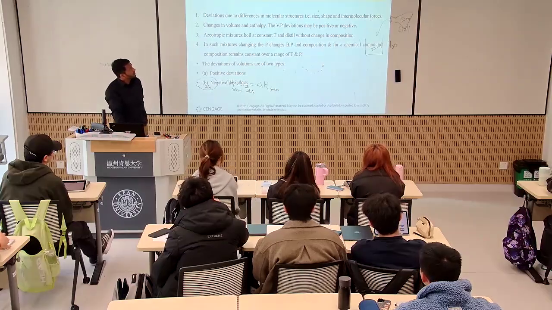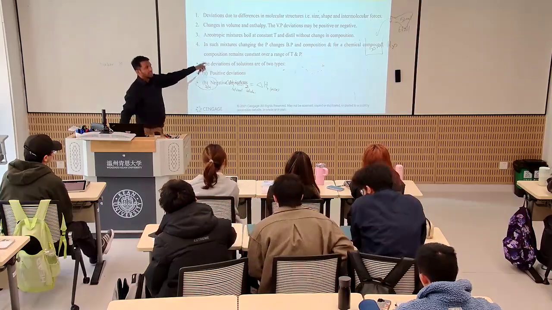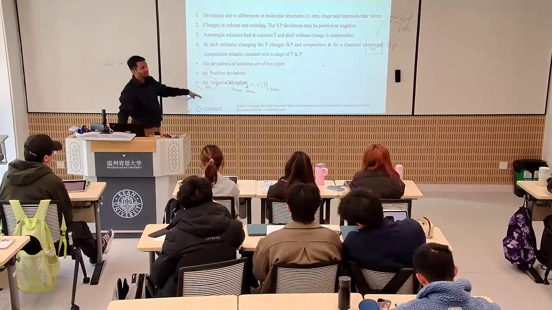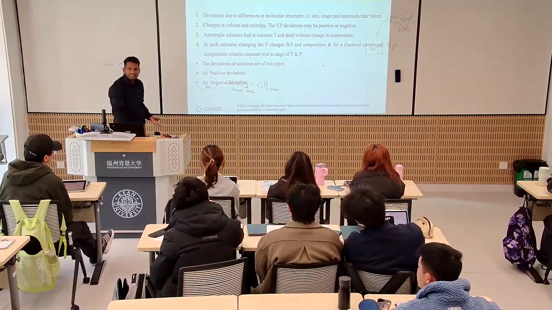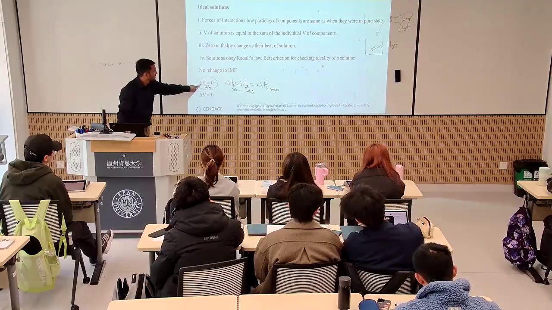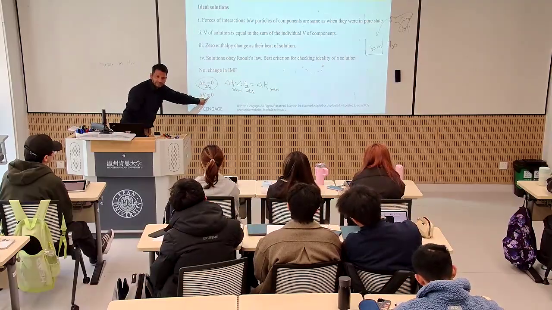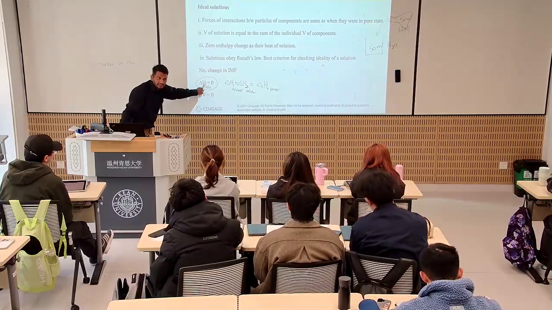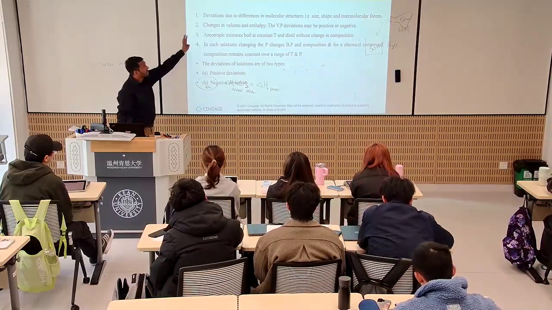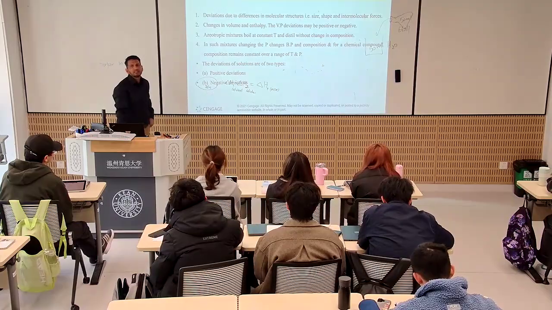And what is the definition of a non-ideal solution? A non-ideal solution means delta H is not 0 and delta V is not 0, okay? Then it is called a non-ideal solution. So all the solutions are non-ideal, okay?